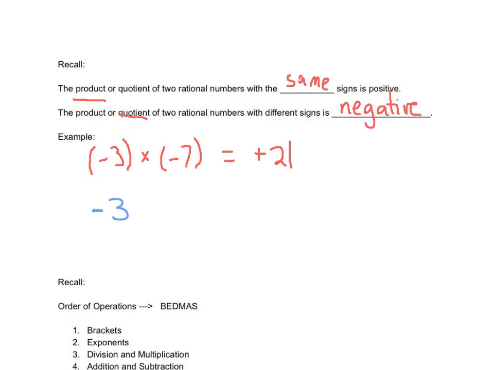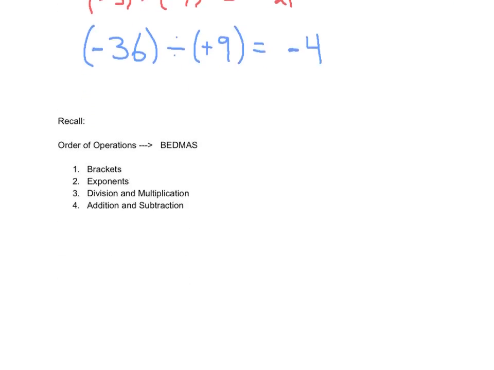In the same way, you could have negative 36 divided by positive 9. We can do the numerical part here first. 36 divided by 9 is going to be 4. Is the answer positive or negative? Well, we look at the signs. We have one that's a negative, one that's positive. Those are different signs, which means that the overall answer is going to be negative 4. So make sure you remember those two rules for when it comes to multiplying and dividing rational numbers.